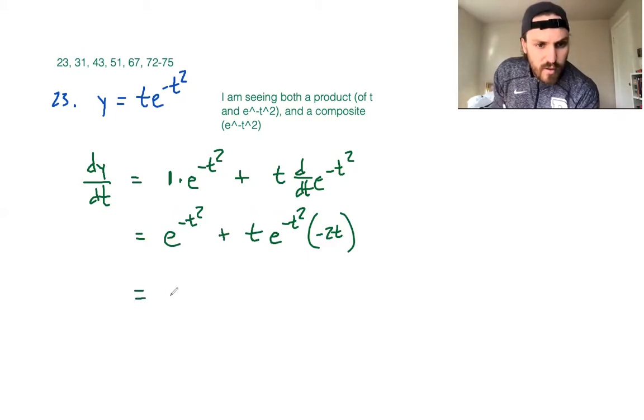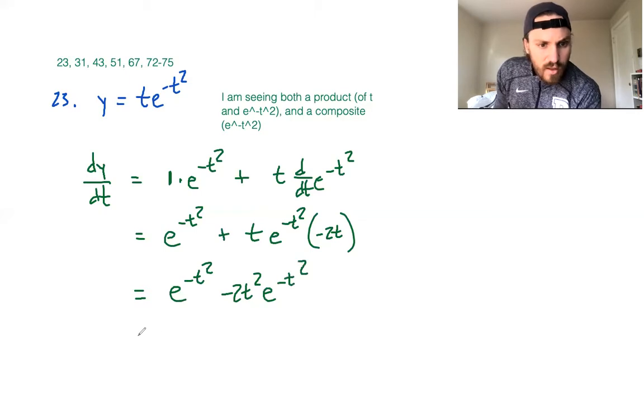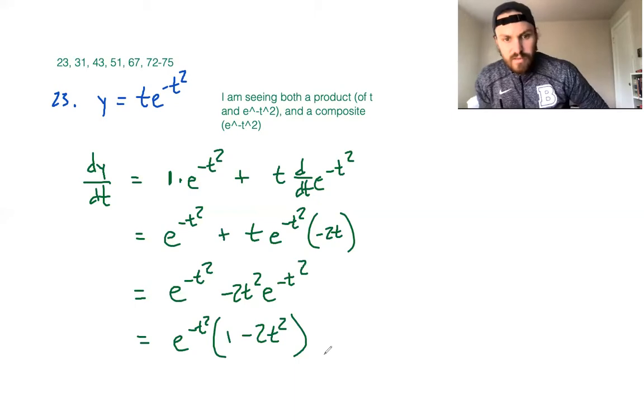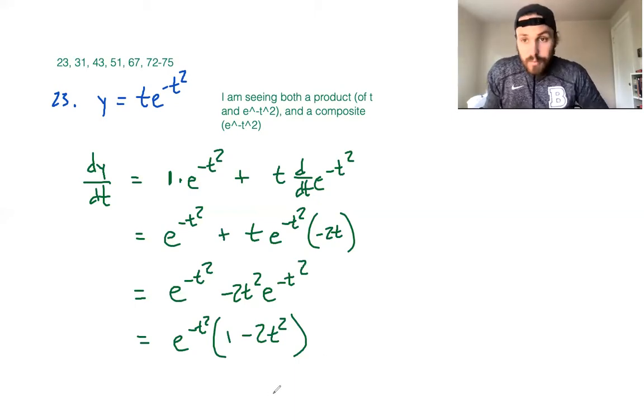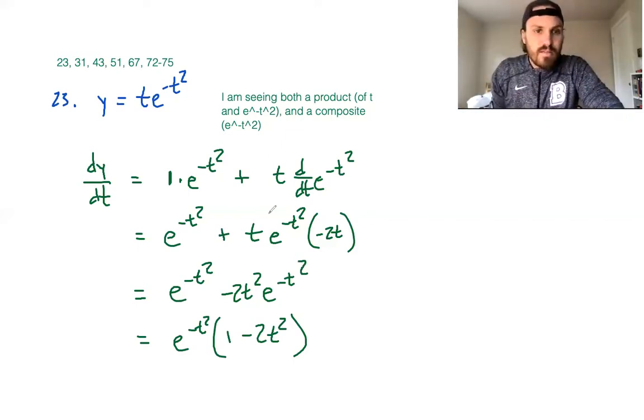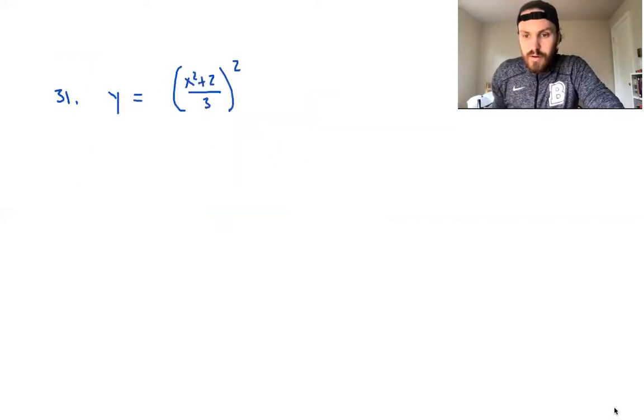So simplifying that a bit, I could write this as e to the negative t squared minus 2t squared e to the negative t squared, right? Because negative 2t times t is negative 2t squared. And if I wanted to factor that, I could write it as e to the negative t squared times 1 minus 2t squared, which would then allow me to find maybe where the zeros of the derivative are, which would help me perhaps find maxes and mins. Okay, so that's number 23.